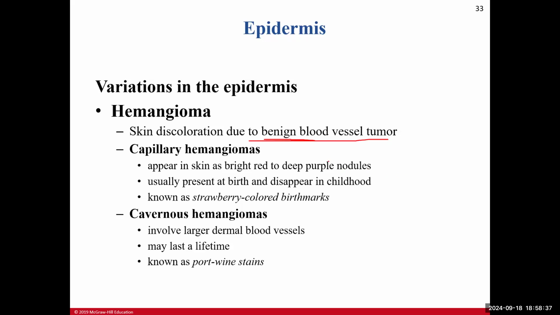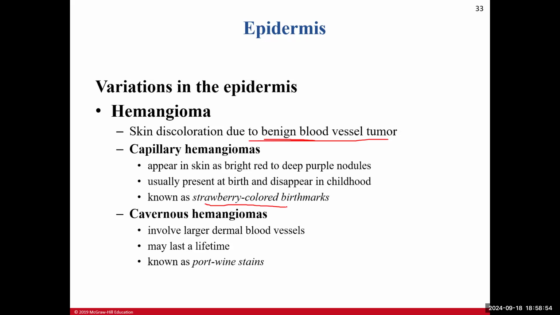Right, so when we're talking about capillary hemangiomas, these are the ones that you'll see pretty much on young babies. It'll look like a small strawberry kind of colored discoloration in the skin. And so most of them will disappear as that individual gets older.